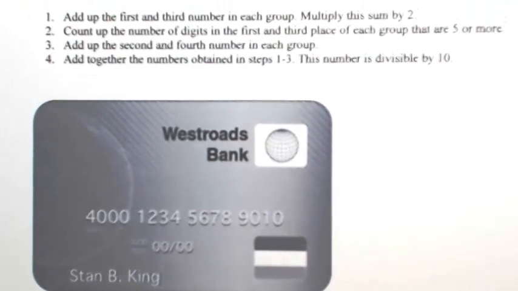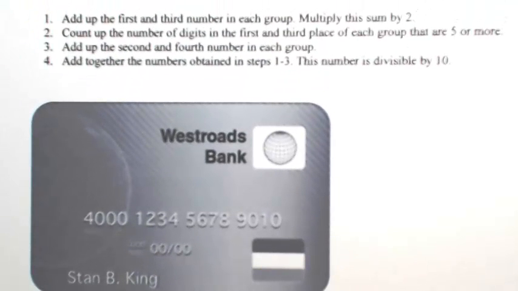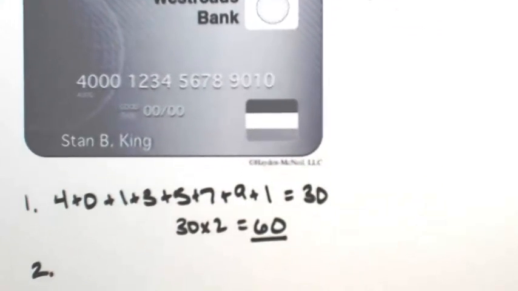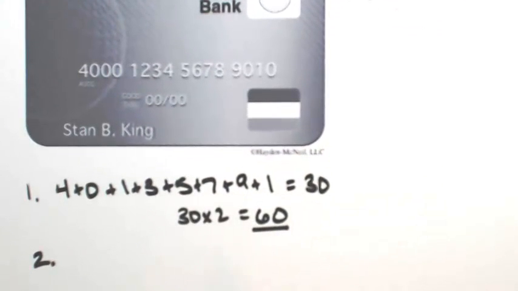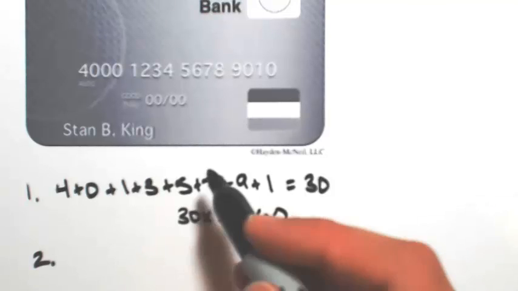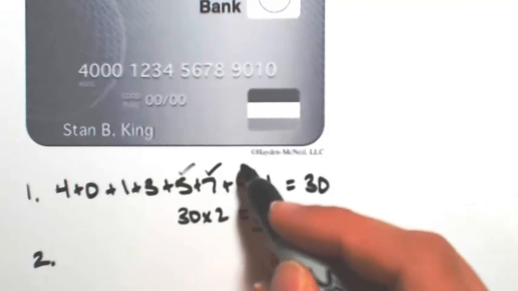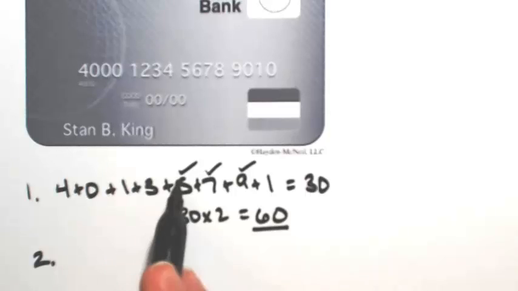Okay, the second step is to count up the number of digits in the first and third place of each group that are 5 or more. So from the numbers that we just added, I'm going to check off the ones that are 5 or more. So it's 5, the 7, and the 9. So 3.